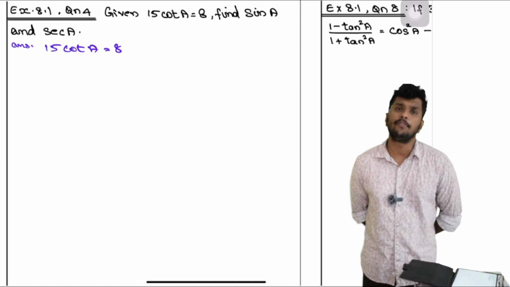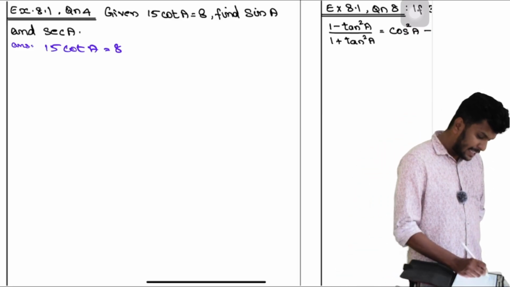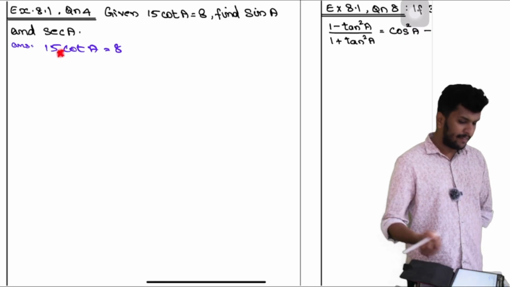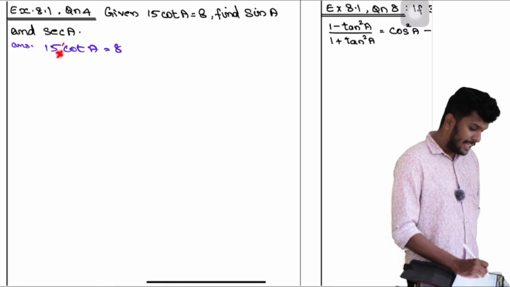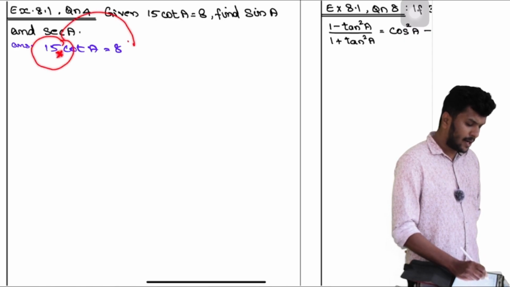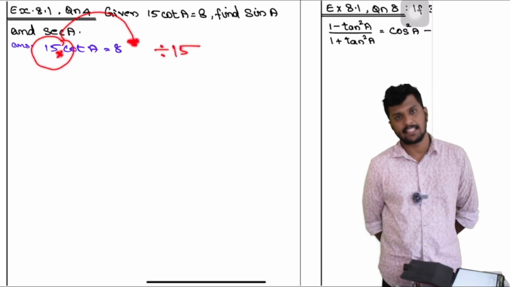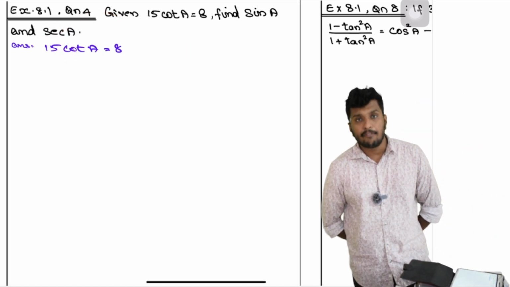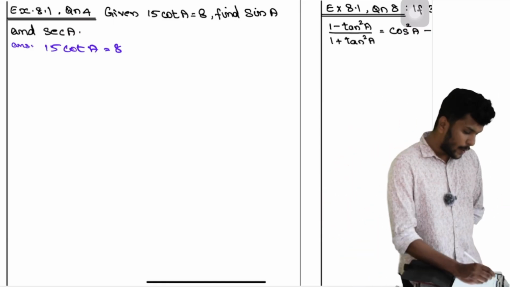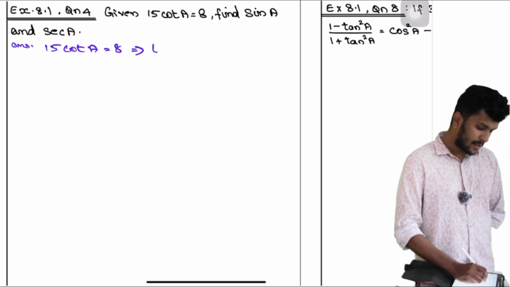Now, what is meant by 15 cot A? It is actually, keep it in your mind, my dear friends, 15 multiplied with cot A. So multiplied by 15, when you shift it to the other side, or you call it transposing, it becomes divided by 15. Yes or no? Multiplied by 15, when you transpose, it becomes divided by 15. Basically, how it is being done is, 15 cot A means what?